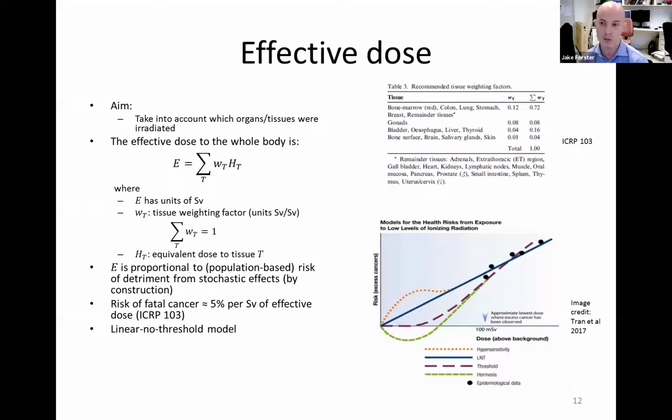Unfortunately, the effective dose also has units of sieverts, so it can be a little bit confusing if you see a quantity in sieverts out of context. We have this property that the tissue weighting factors sum to 1 for all of the tissues in the body.